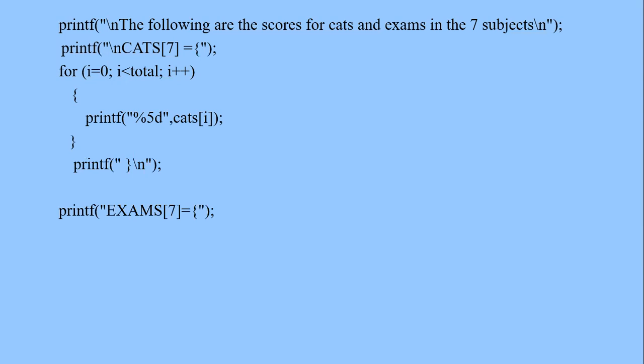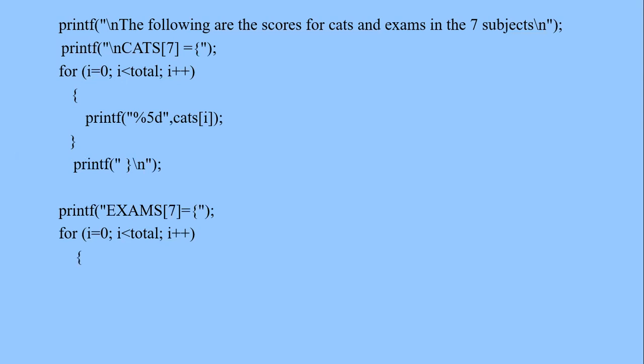And then next is printf exams. This statement informs the user that we are about to output the scores attained in the 7 subjects. And therefore, we use the for loop. For I equals 0, I less than total. Then increment I. Remember, we initialize I to 0. Then we check the condition. Is the value of I less than total?